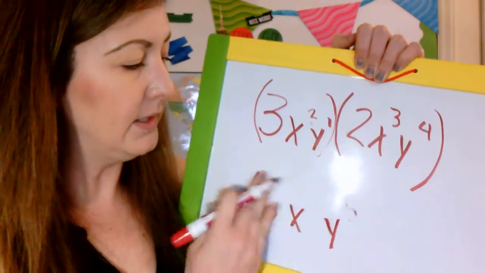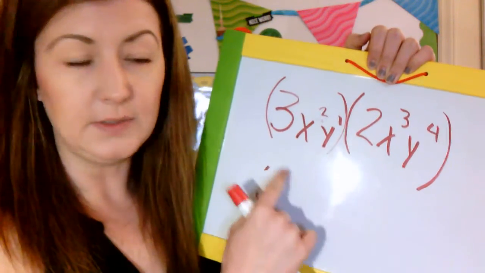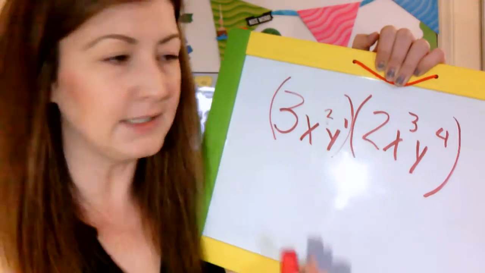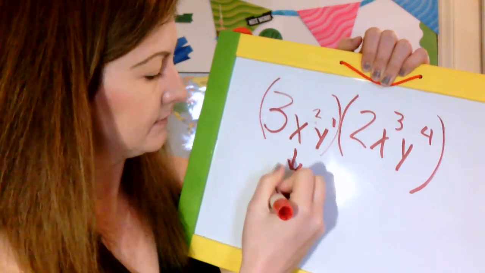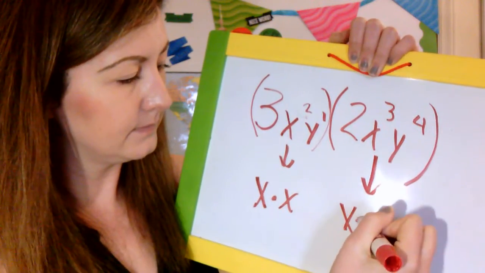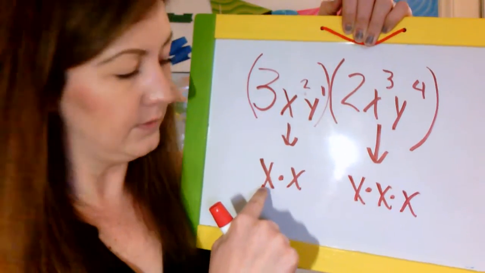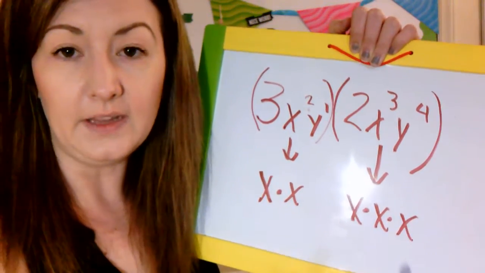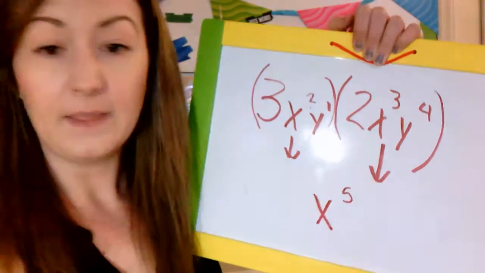This is your shortcut, and the reason we do this is because we know that parentheses represent multiplication. So 3 times 2 is 6. But if we know that x squared is x times x, and x to the third is x times x times x, how many x's do we see here? 1, 2, 3, 4, 5. 5 x's. So this is x to the fifth, because it is x multiplied by itself 5 times.